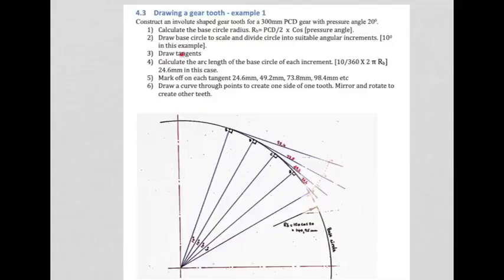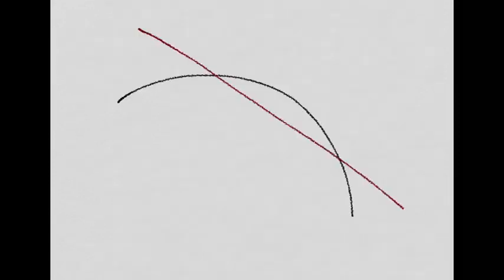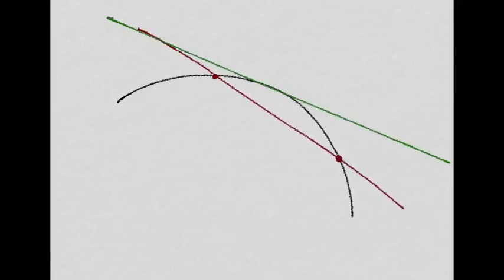The next step is to draw the tangents. Now a number of you alarmingly don't know what tangents are, but a tangent is a line by definition that touches the edge of a circle only once. It doesn't cut that edge again. The red line is not a tangent to the black circle because, yes, it cuts the edge over here, but it also cuts it again over there, so it's clearly not a tangent. The green line, on the other hand, is a tangent because it cuts the circle only in one place.